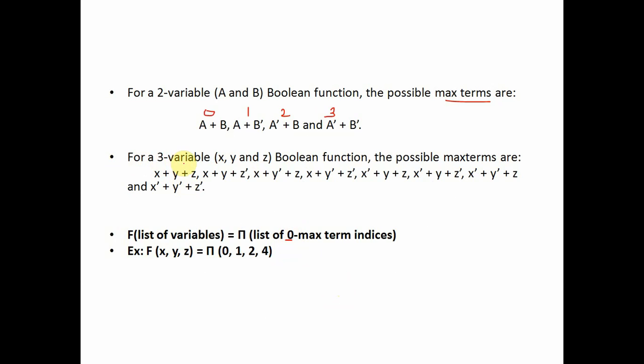So for 3 variables, there are 8 combinations present. First combination is X plus Y plus Z. Second combination is X plus Y plus Z bar. Third combination is X plus Y bar plus Z. Fourth combination is X plus Y bar plus Z bar, and so on.